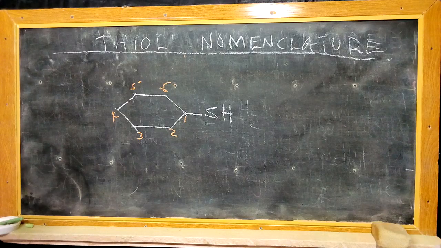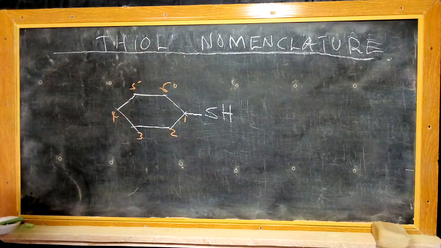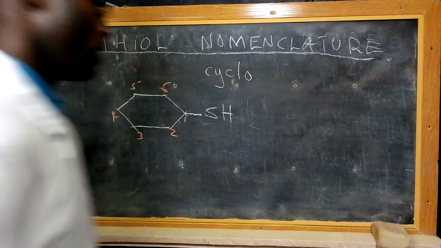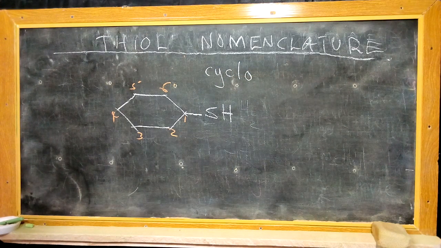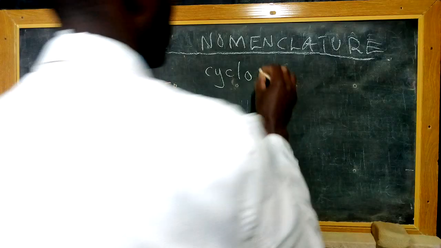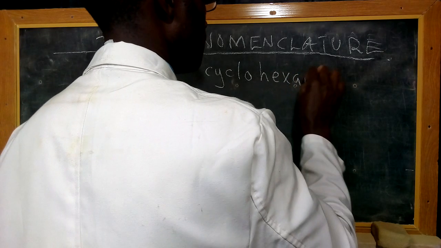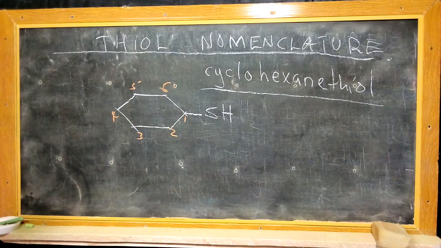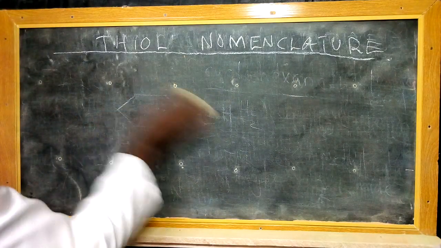And then we have started numbering from the point of attachment. We said for cyclic compounds, the name normally starts with the term cyclo. And then we shall name the member of the alkane series that forms the foundation for naming this class of organic compounds. So we shall have cyclohexane, and then we have the suffix thiol. So the name for that particular compound is cyclohexanethiol. So that is it for cyclic compounds.